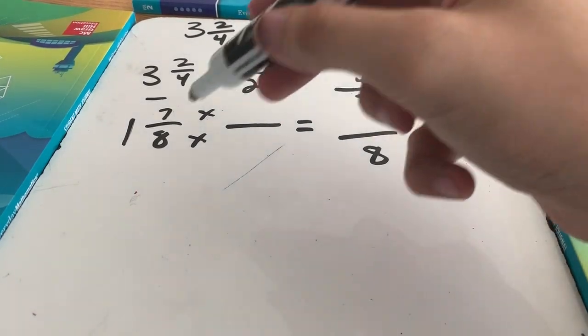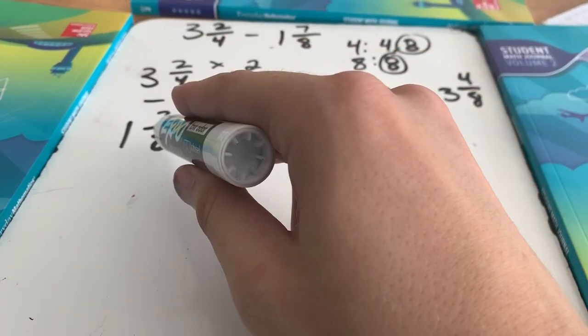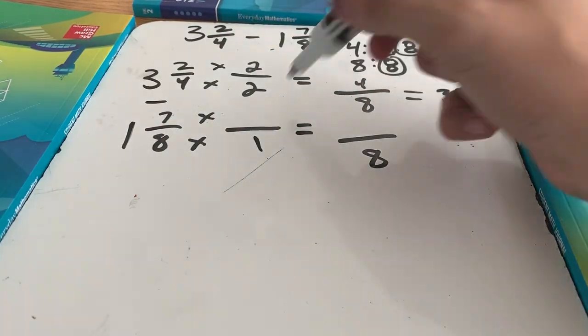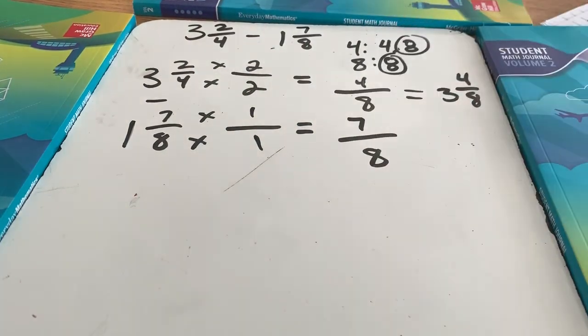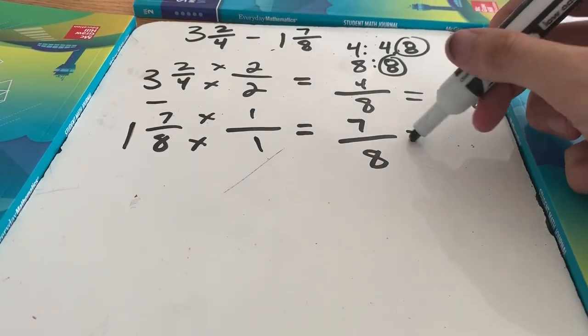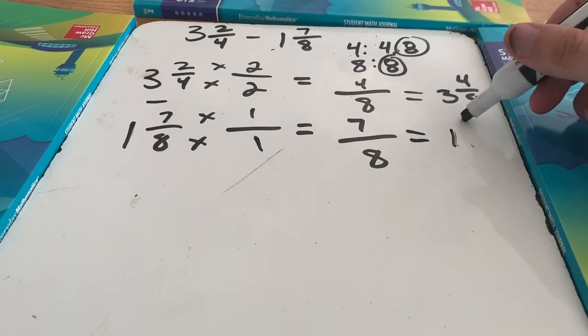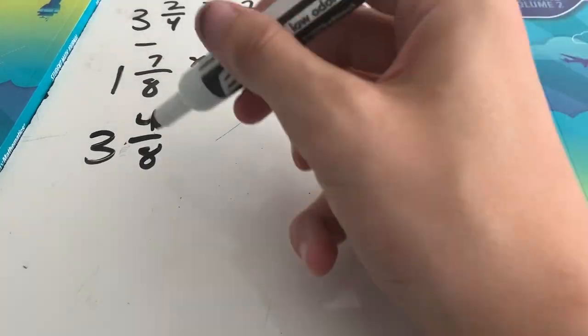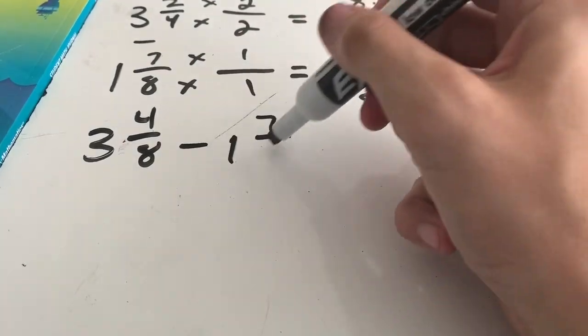Now down here it's even simpler because this is already in 8s. So I'm just going to multiply 8 times 1 is 8. Same thing up top, that's actually going to stay the same. So this now turns into 1 7/8. So my new problem is 3 4/8 minus 1 7/8.